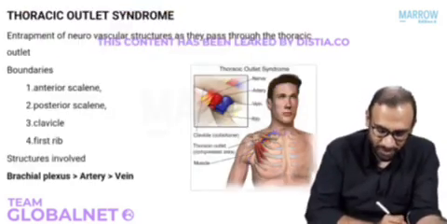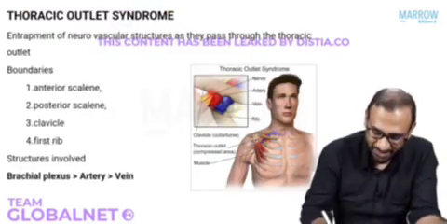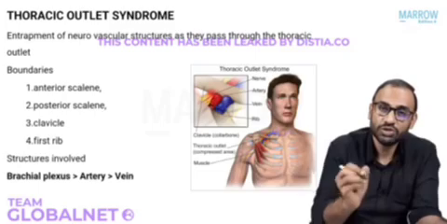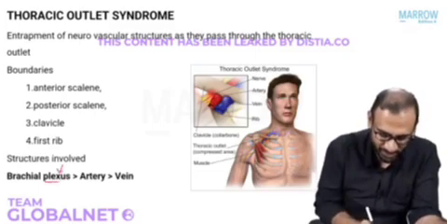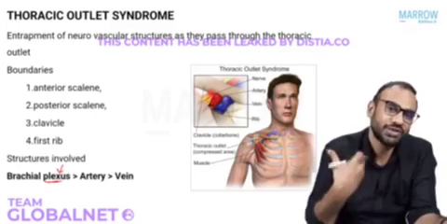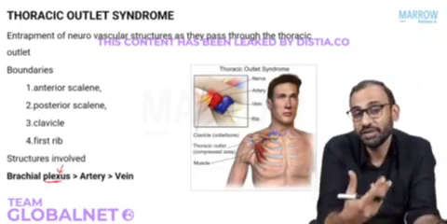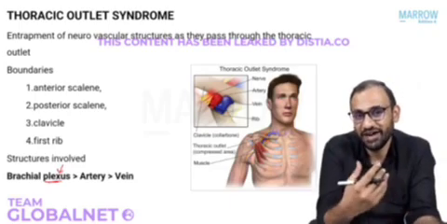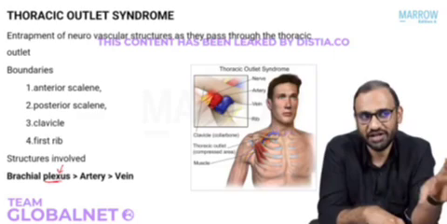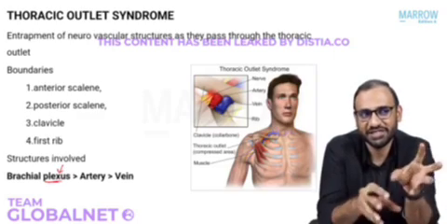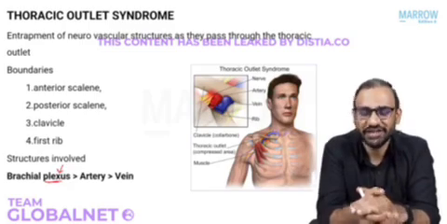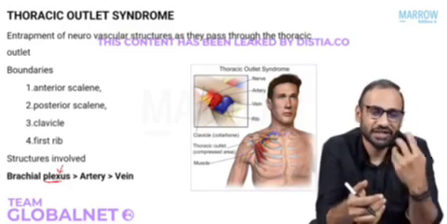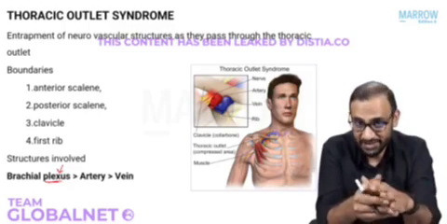The structures passing through are your brachial plexus, your subclavian artery and vein. The most commonly obstructed or occluded structure would be your brachial plexus. So these patients with thoracic outlet syndrome will have neuropathic manifestations more than arterial or venous manifestations. Arterial and venous manifestations are basically manifestations of ischemia. Pulse will decrease, pain of claudication will be there, and compression of the brachial plexus will give you pain and weakness.